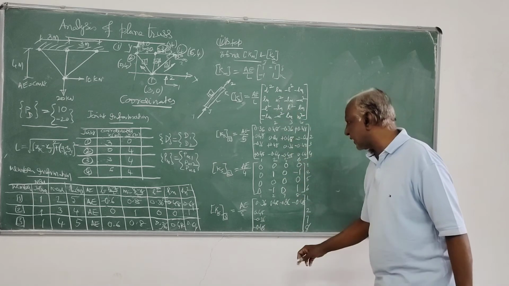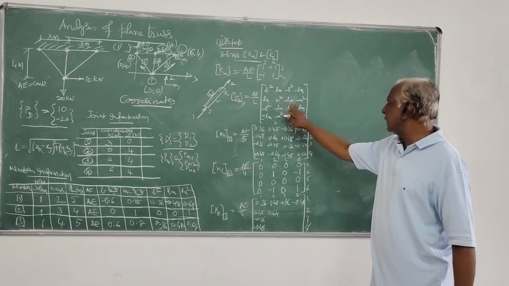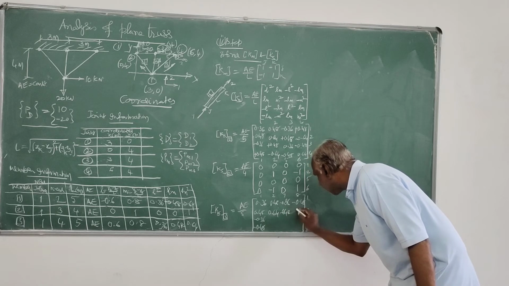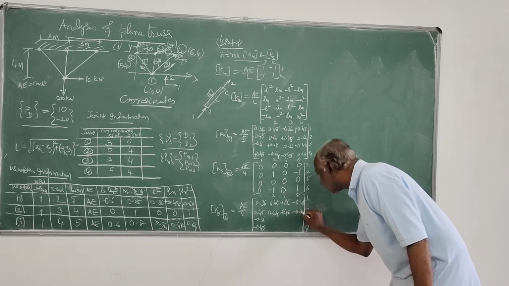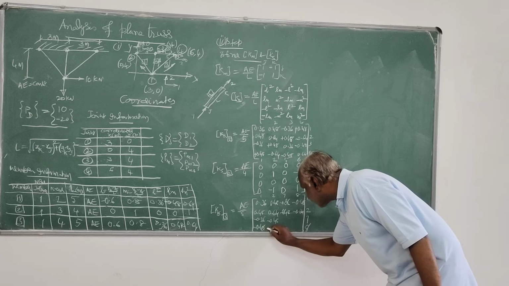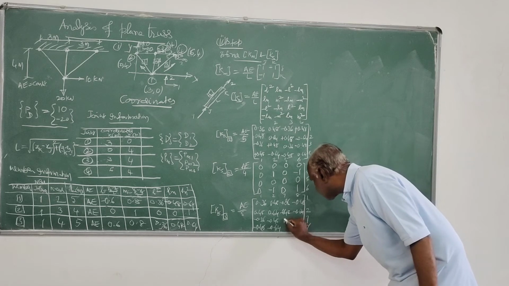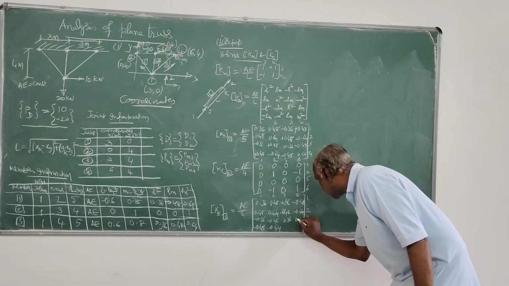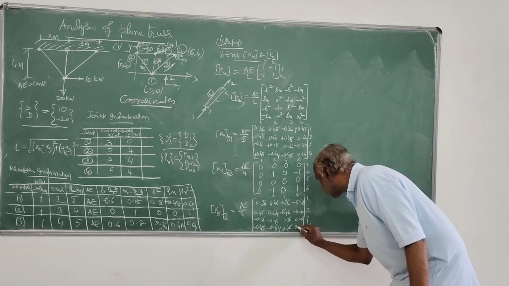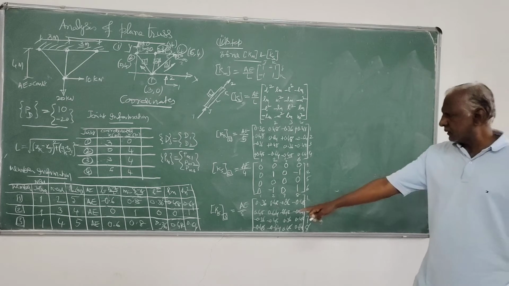Then we have m squared. M squared is 0.64. Then minus Lm, minus 0.48. Then minus m squared, minus 0.64. Then same thing here, minus 0.48, minus 0.64. Then here it is L square 0.36, Lm 0.48. This is also 0.48. Then m squared is 0.64. These are the elements of global stiffness matrix for the member 3.